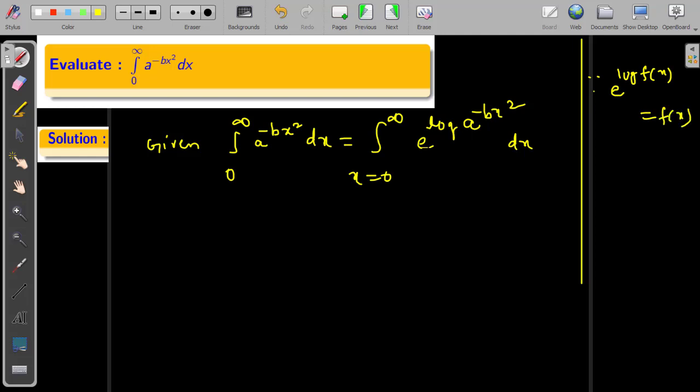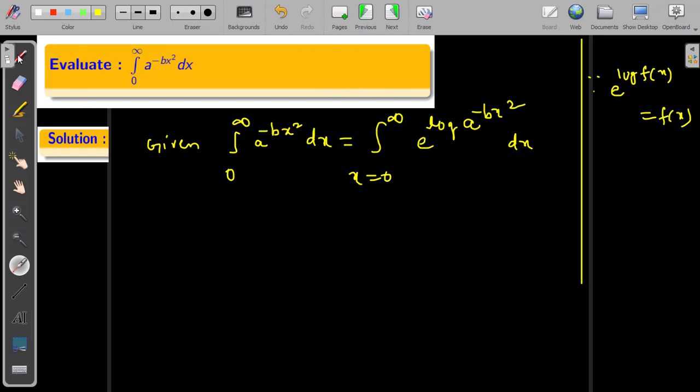Now a similar pattern here. Let us suppose a power minus bx square is f of x. So it is like e power log f of x. As per this rule, e power log f of x is f of x, which means a power minus bx square, which is what is given here. So this integrand we are expressing like this, because as per the gamma definition, we need e power minus x. The exponential function is required. That's the reason I am expressing this f of x in this pattern.